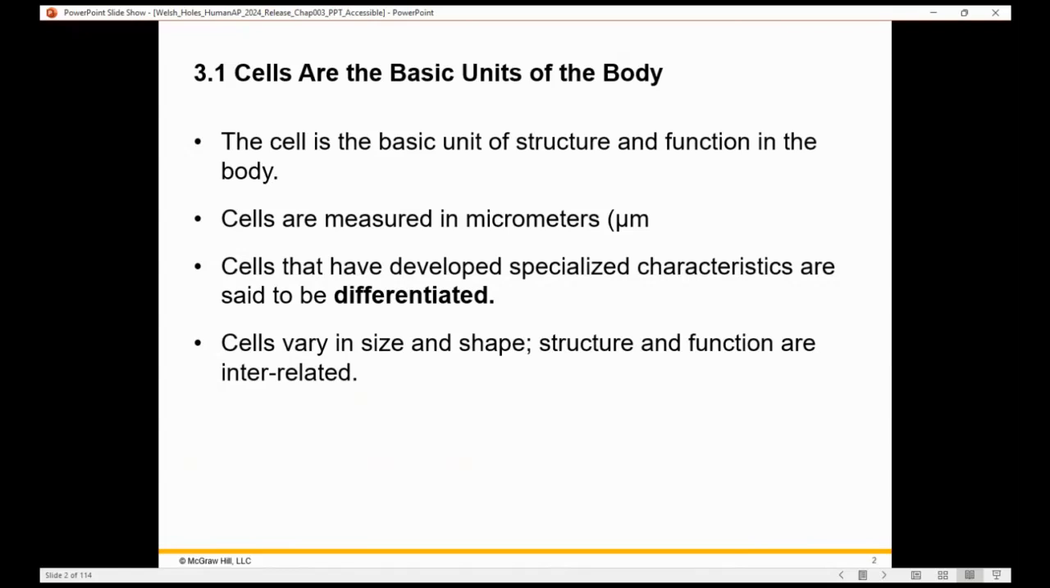Cells that have developed specialized characteristics are said to be differentiated. So each of the cells in your body is different from each other in several ways, even though they may have exactly the same genetic material. Cells also vary in size and shape, and their structure and function are interrelated. And as we've said before in anatomy and physiology, function follows form. And that's true even at the cellular level.